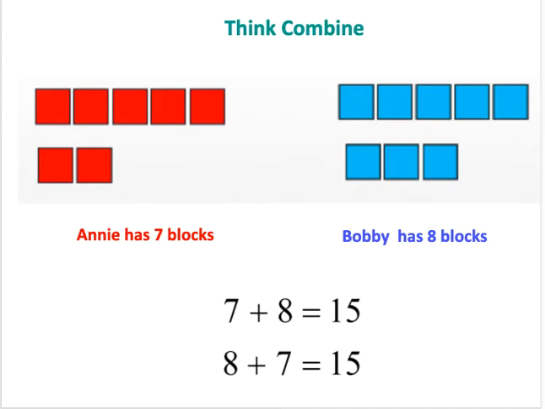Here is an example of addition as combining. Annie has 7 blocks, and she wants to share her blocks with Bobby. He has 8 blocks. Now altogether they have 15 blocks. Of course, it doesn't matter if Bobby was the one to decide he wanted to share his with Annie. It all comes out the same. 7 plus 8 is 15, and 8 plus 7 is 15. For addition, order does not matter.